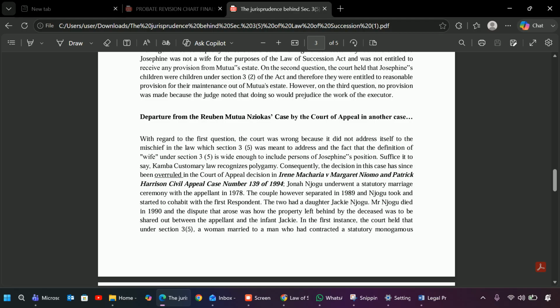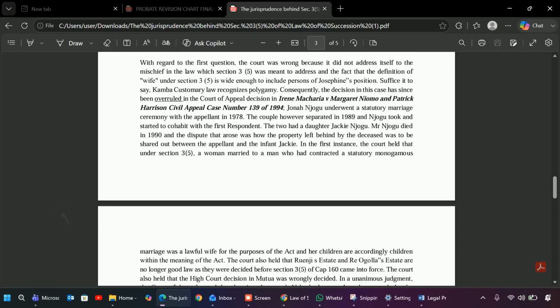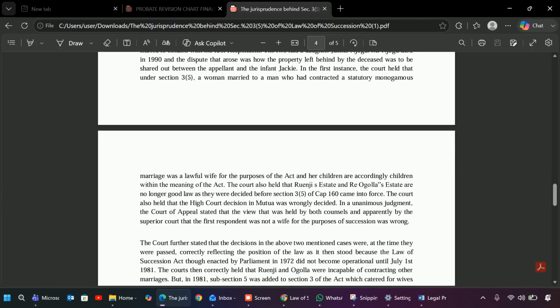In the first instance, the court held that under Section 35, a woman married to a man who had contracted a statutory monogamous marriage was a lawful wife for the purposes of the Act, and her children are accordingly children within the meaning of the Act. And the court also held that Ruenji's estate and Ogola's estate are no longer good law as they were decided before Section 35 of the LSA came into play. And the court also held that the High Court decision in Mutua was wrongly decided.